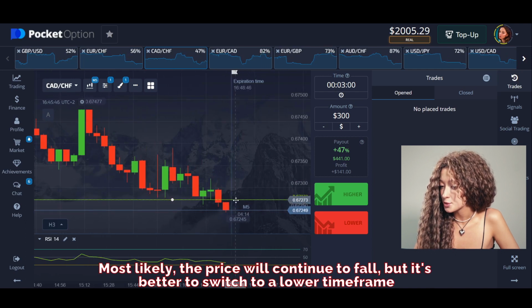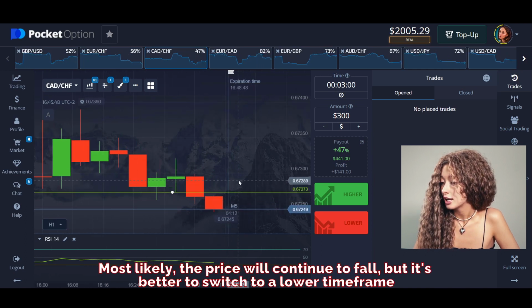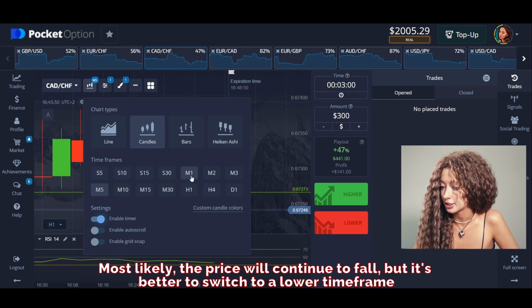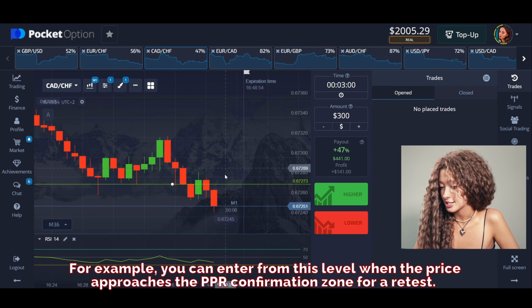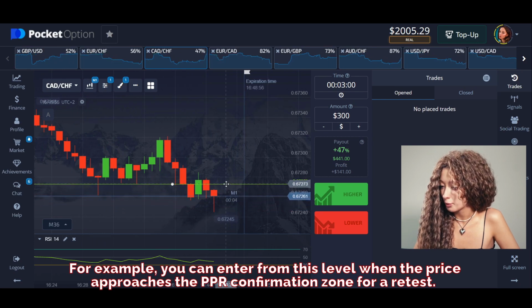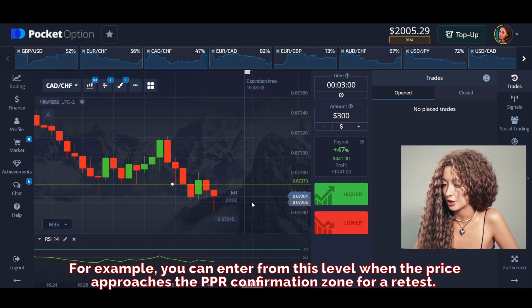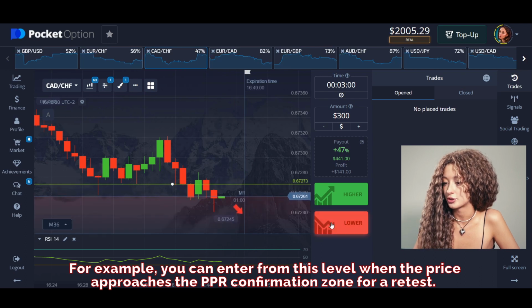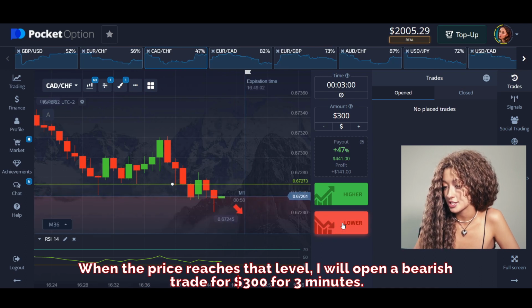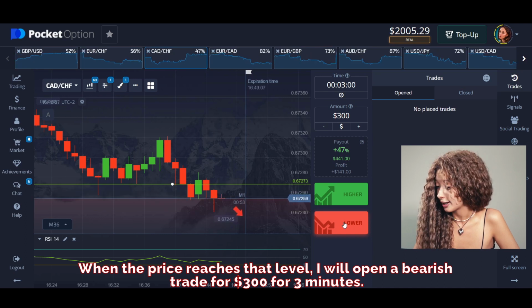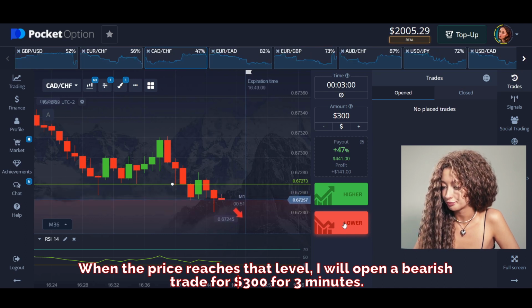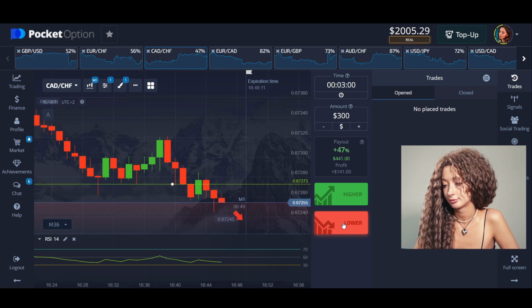Most likely, the price will continue to fall, but it's better to switch to a lower time frame and find the entry point there. For example, you can enter from this level when the price approaches the PPR formation zone for a retest. When the price reaches that level, I will open a bearish trade for $300 for 3 minutes. Now we wait.